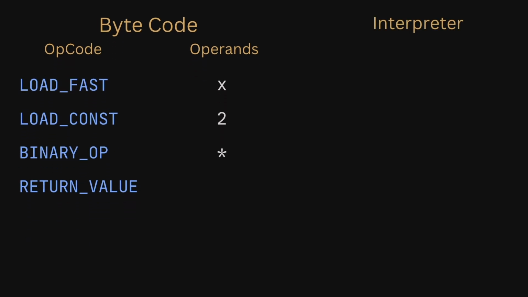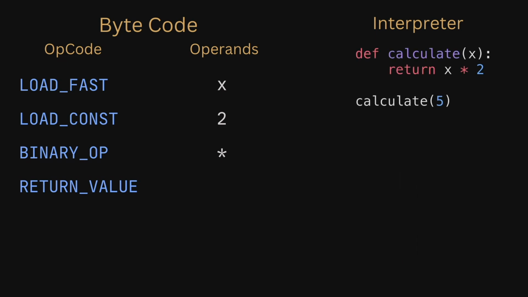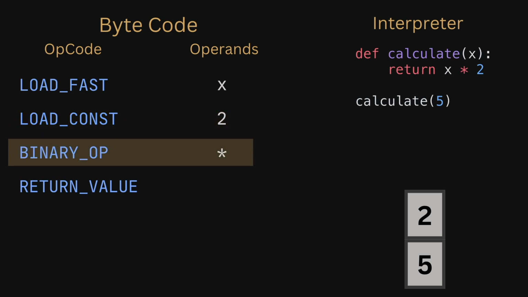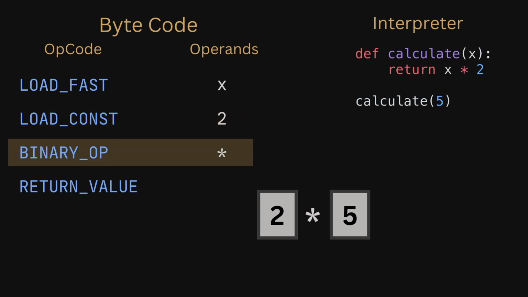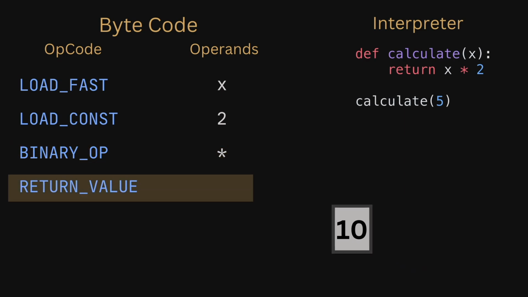Like every other step in this process, the interpreter is just some C code that loops through each instruction and executes it. The interpreter uses a stack, which is a data structure where elements are pushed onto the top and popped off from the top. This data structure is last in, first out, meaning the last element pushed onto the stack is the first one to be removed. As each instruction is executed, load instructions push values onto the stack, operation instructions pop their operands from the stack, perform their operation, and push the result back. This continues until all instructions are executed, with the final result typically being popped off the stack and returned.